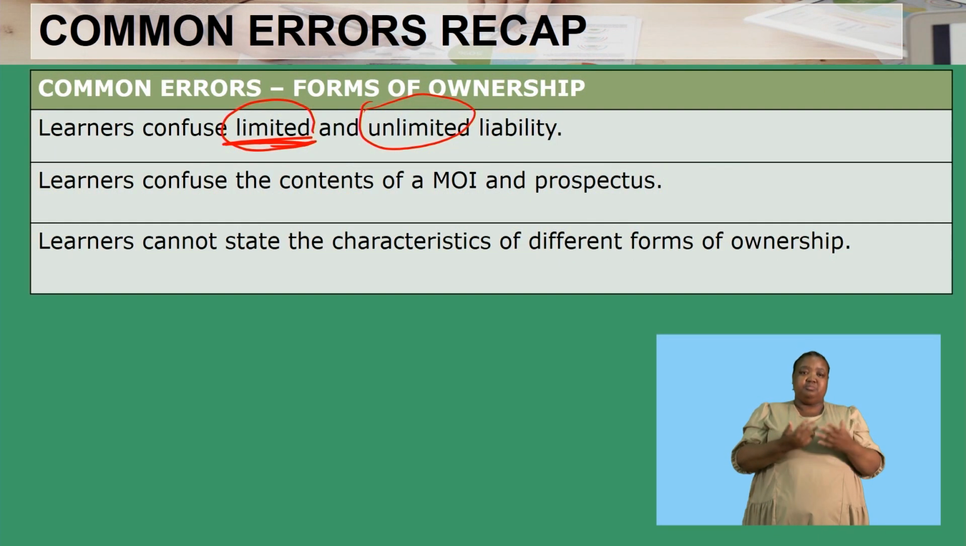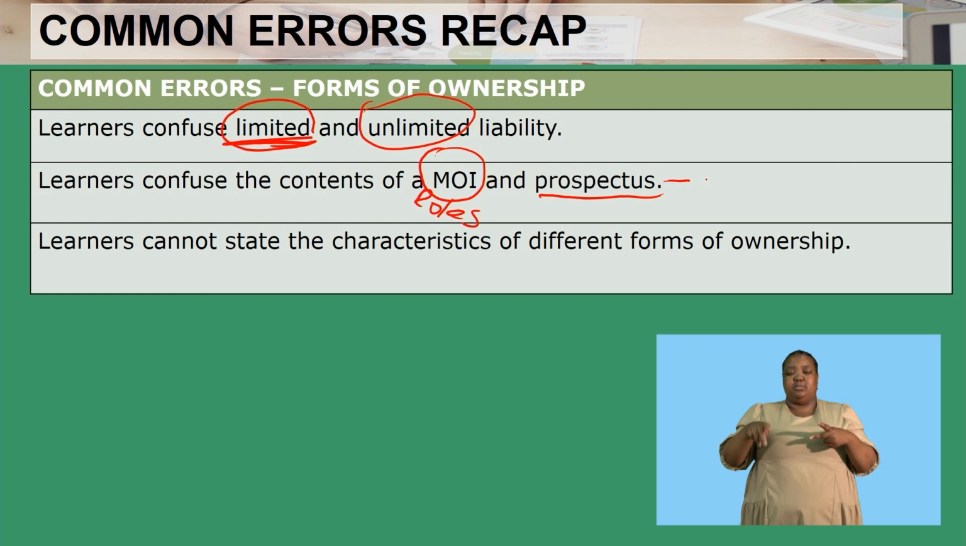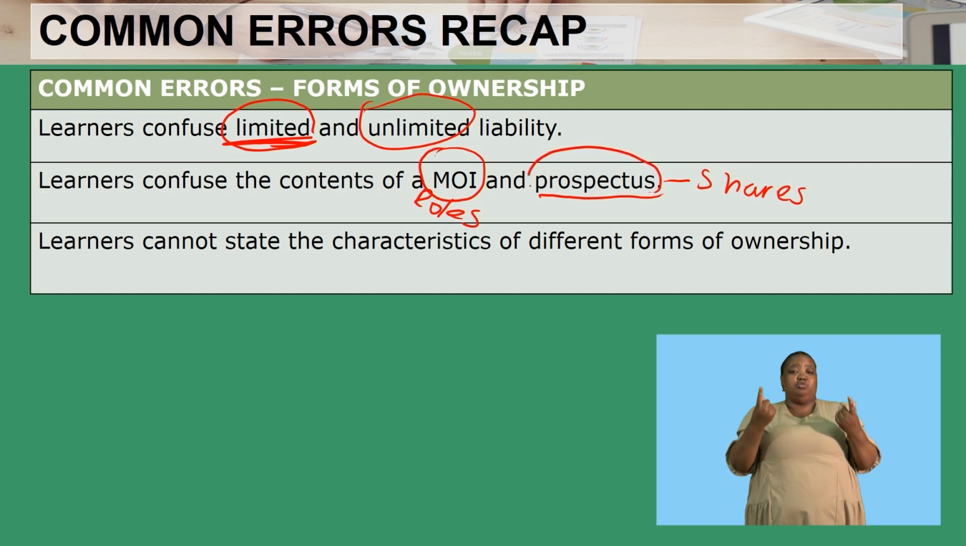You must also not confuse a memorandum of incorporation with a prospectus. Remember that this memorandum of incorporation is a document that shows the roles and responsibilities, whereas a prospectus is used to advertise shares for the business. And also remember that this can only be done for public companies.